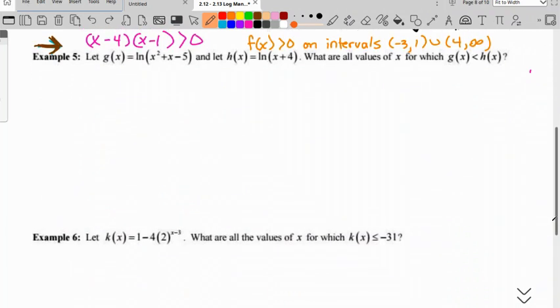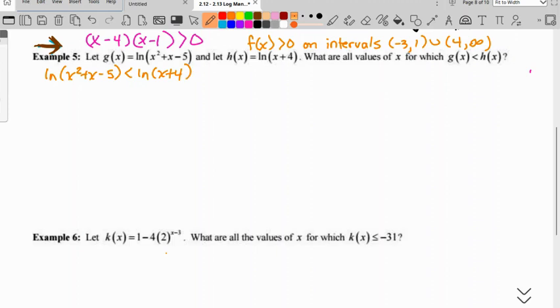So let g of x equal the natural log of x squared plus x minus 5, and let h of x equal the natural log of x plus 4. What are the values of x for which g of x is less than h of x? Let's rewrite that. We want g of x less than h of x, so the natural log of x squared plus x minus 5 is less than the natural log of x plus 4.